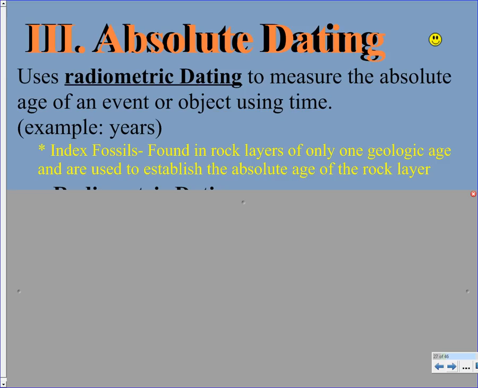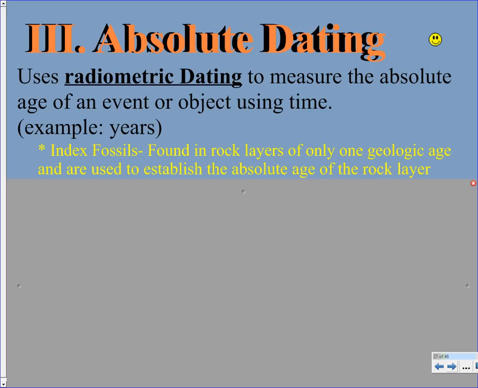Before we discuss what radiometric dating is, we need to discuss index fossils. Index fossils are found in rock layers of only one geologic age, and they are used to establish the absolute age of that rock layer. They're not in multiple layers. Again, it tells you that they're only in one layer, which means the organism that fossil represented only existed during that time period. Does everyone understand that?